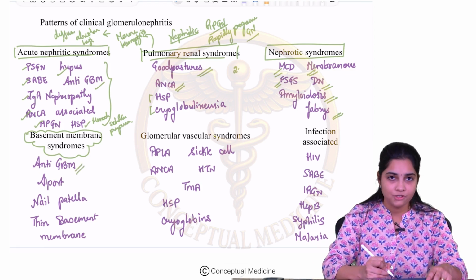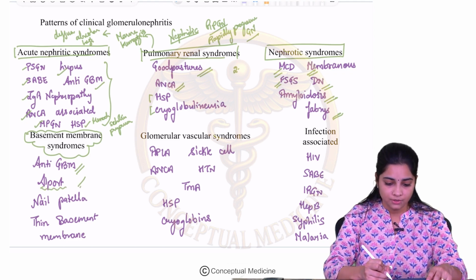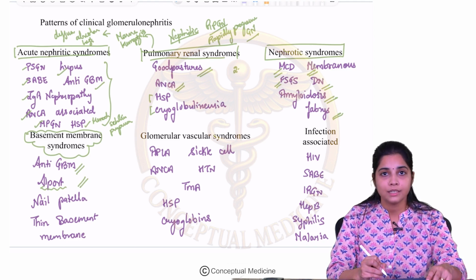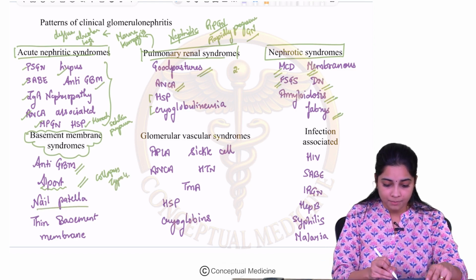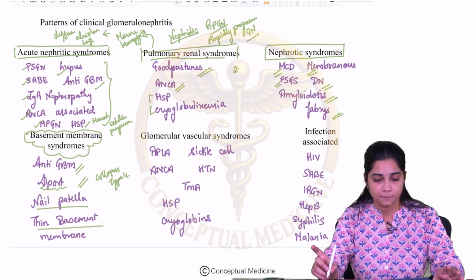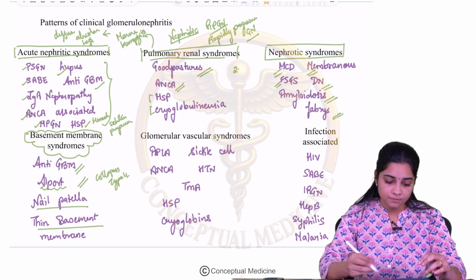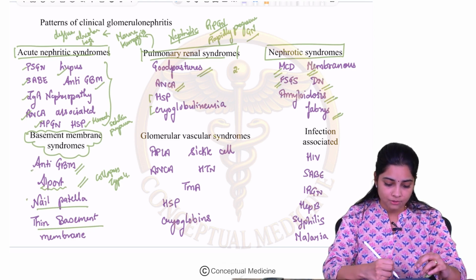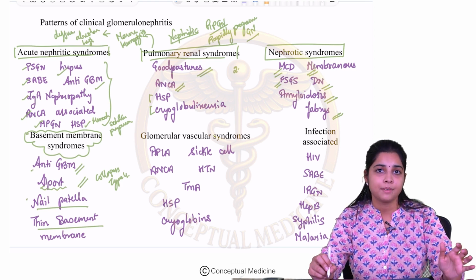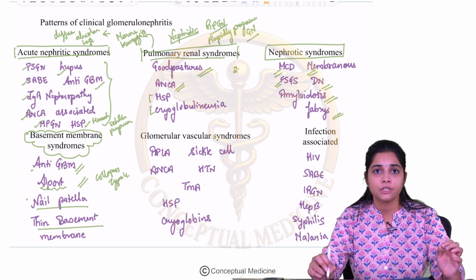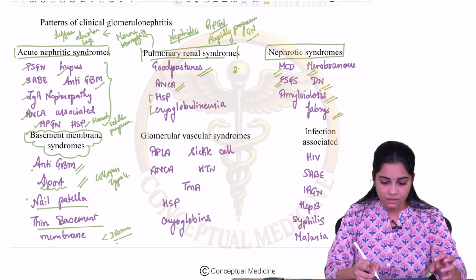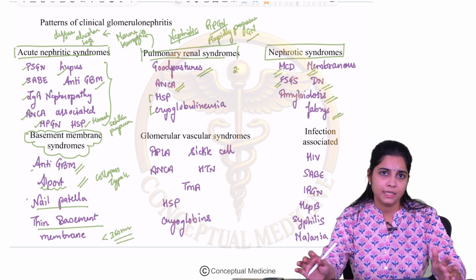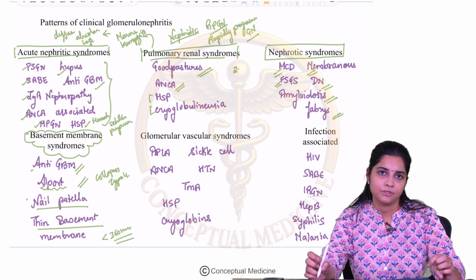This includes your anti-GBM disease, an inherited disorder which is your Alport syndrome, where there is an inherited deficiency in collagen type 4. Then nail patella syndrome, thin basement membrane disease. So what are all the basement membrane syndromes? Alport, anti-GBM, nail patella syndrome and thin basement membrane disease. Thin basement membrane disease basically refers to a genetic condition where the basement membrane becomes very thin, less than 360 nanometers in thickness. It's a fairly benign condition, but they can present with recurrent hematuria.